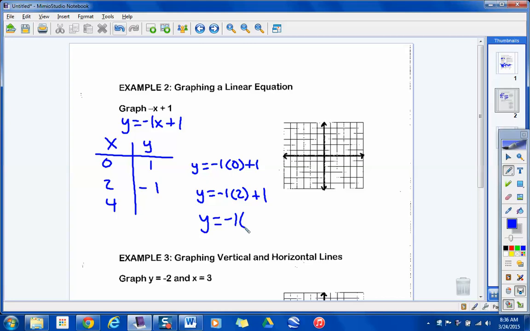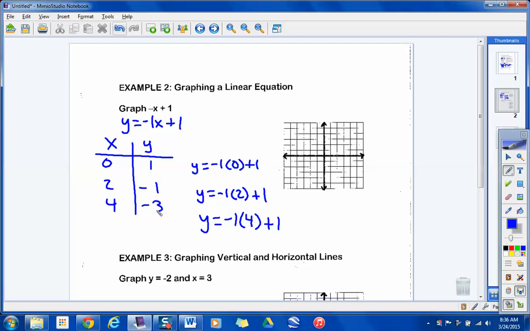What am I plugging in now, guys? What value? 4. Okay. And then +1 on the end, right? What's that value going to get you? -4. -4 plus 1 will be -3.